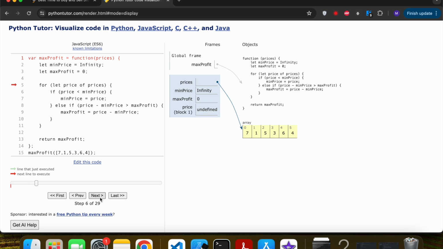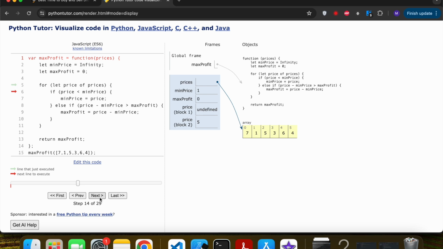So let's loop over the prices array. The first price is 7, and we need to check if this price is smaller than minimum price. Yes, it is smaller than infinity, so minimum price equals 7. Again, let's check with the 1. Is 1 less than 7? Yes, indeed. So our minimum price should be 1.